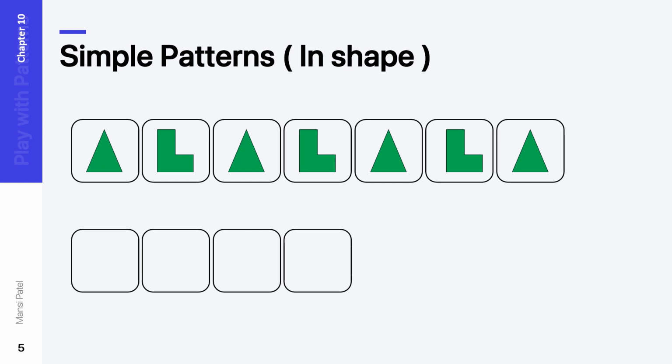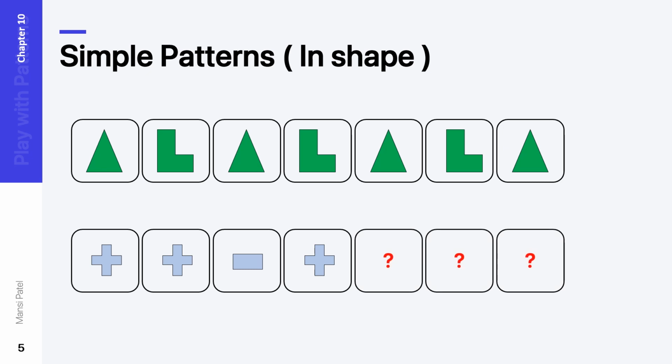Let us see another pattern. Here the sign of plus. After that plus, then minus, two times plus, then minus. So again here it is plus. So now what about the next three? So first you have to observe this pattern. Here you can see that the sign of plus is coming twice, and after that the sign of subtraction is coming.